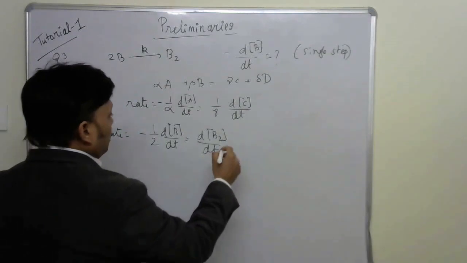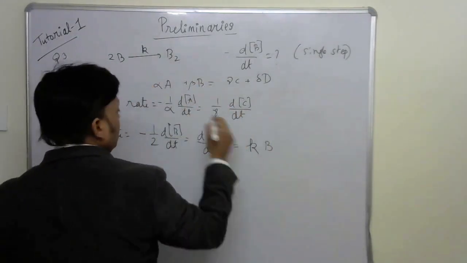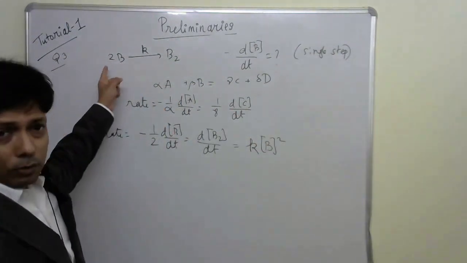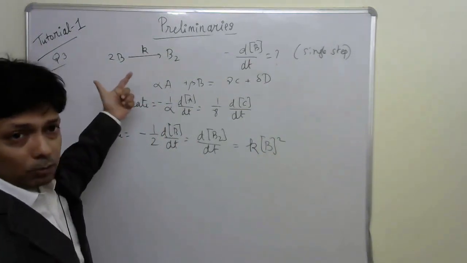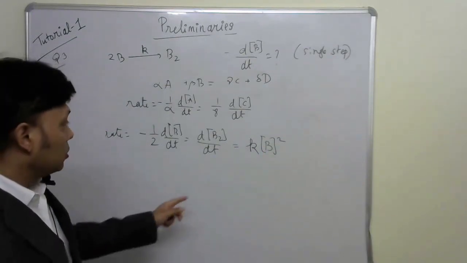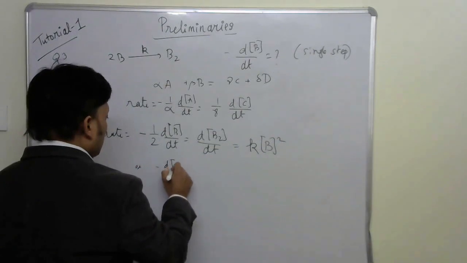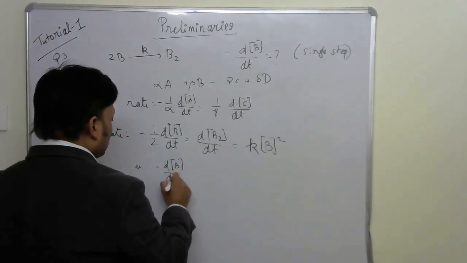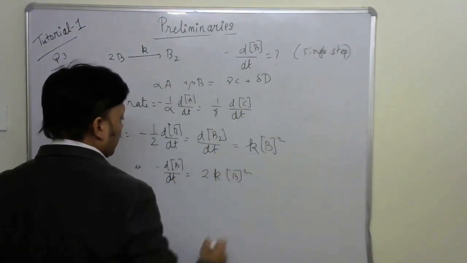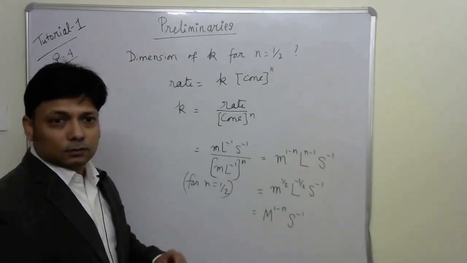So this would become equal to rate constant k times B whole square, because here it says single step, which means the coefficient can be assumed as the molecularity, so we can regard it as a second order reaction. We can simply write it like that. Finally we were supposed to find minus dB/dt, so that becomes equal to twice k B square. Okay. Alright, so let's move to the next.